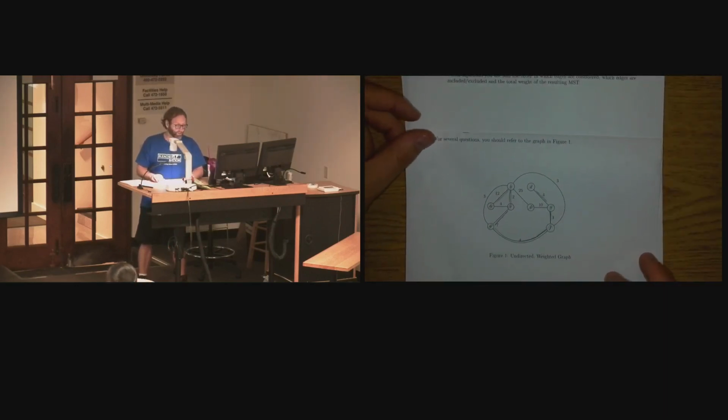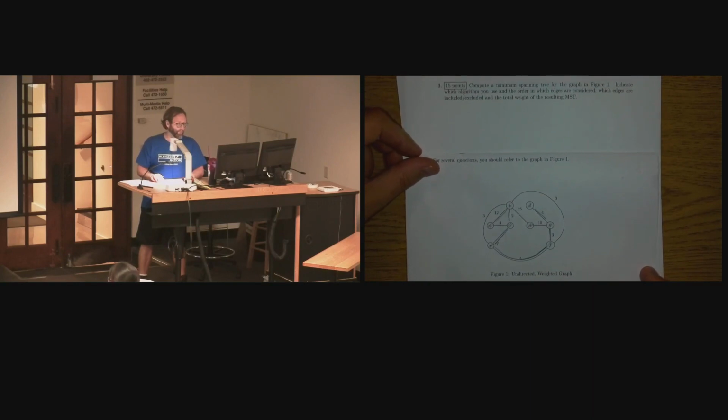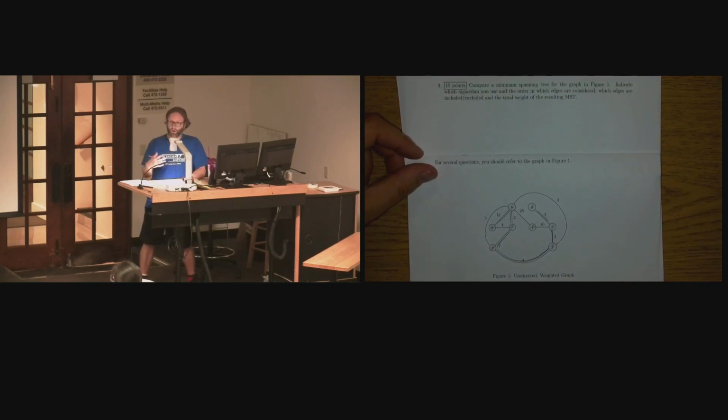Compute a minimum spanning tree for this graph. Indicate which algorithms you're using and the order in which the edges are considered and whether or not they're taken. So what do you want to do? Do you want to do Kruskal's or Prim's? Kruskal's? I heard Kruskal's considers them in order of least weight to greatest weight and builds a tree, taking edges as long as they do not induce a cycle.